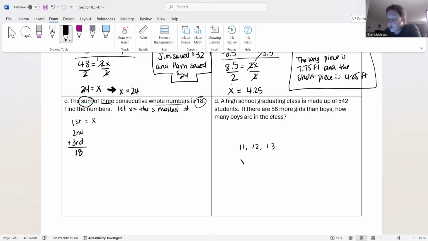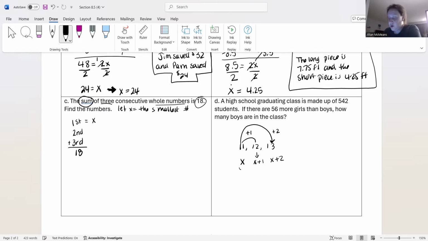Well, if I say the first whole number is x, how would I algebraically, using an x, write the second whole number? Well, to get from 11 to 12, I would have to add 1. So I would say that this is then x plus 1. Okay? Well, how in the world would we write 13 using x? Well, we know that x is 11, and to get from 11 to 13, I would add 2. 11 plus 2 is 13.